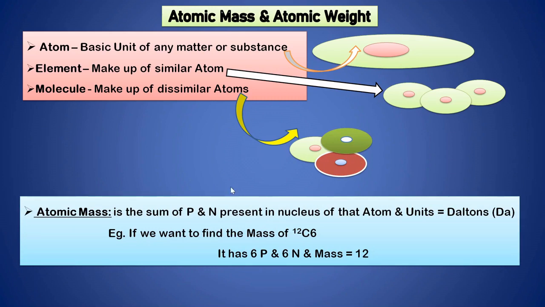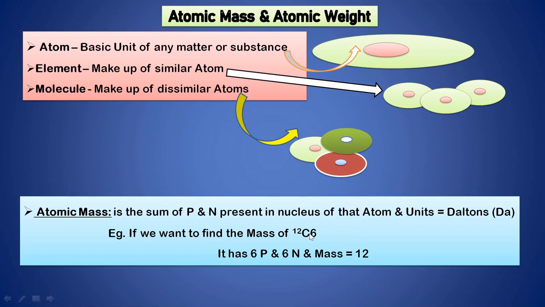What is atomic mass? Atomic mass is always calculated for an atom. Atomic mass is the sum of protons and neutrons present in the nucleus of that atom. And the units for atomic mass are daltons.